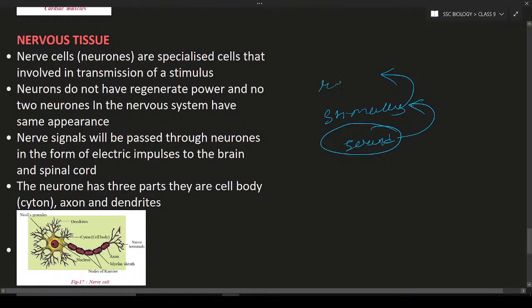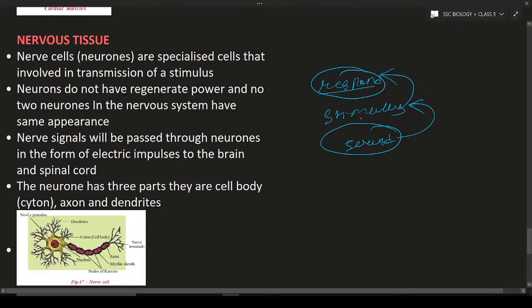Okay, you will respond. How will you respond? Suddenly you will move out of the road. It means you will come out of the road. That is nothing but a response. Stimulus means changes in the environment, and response means acting to the stimulus.